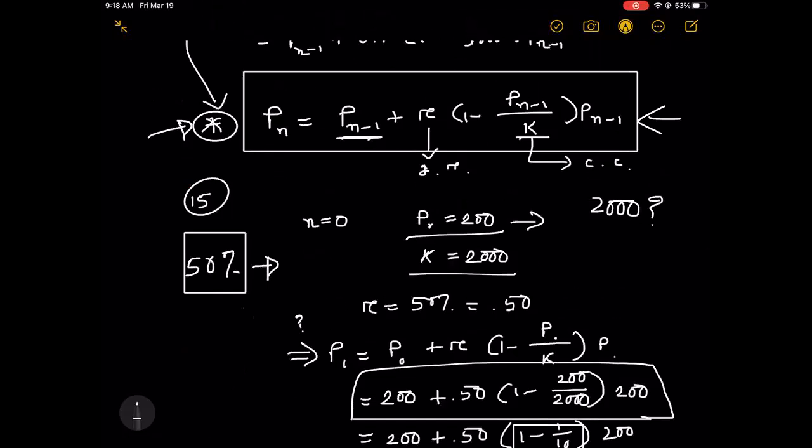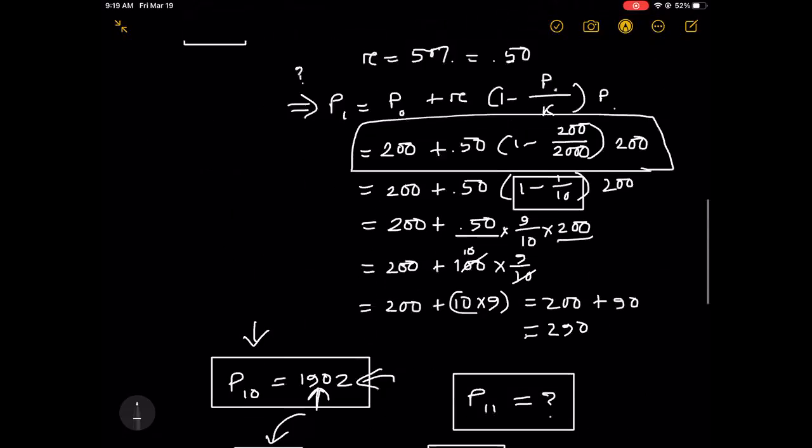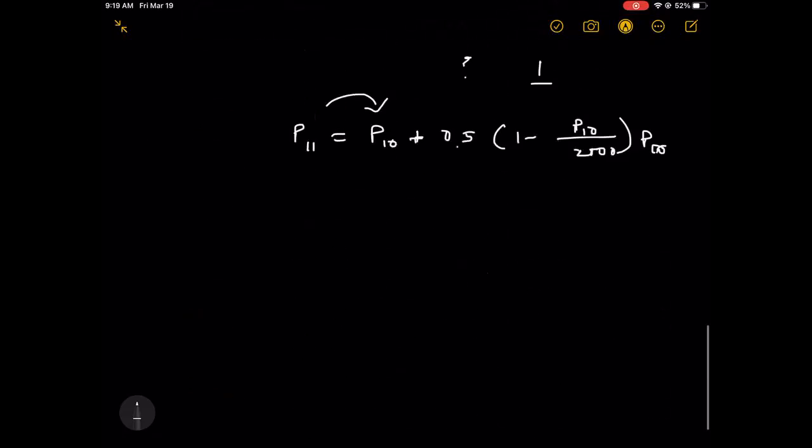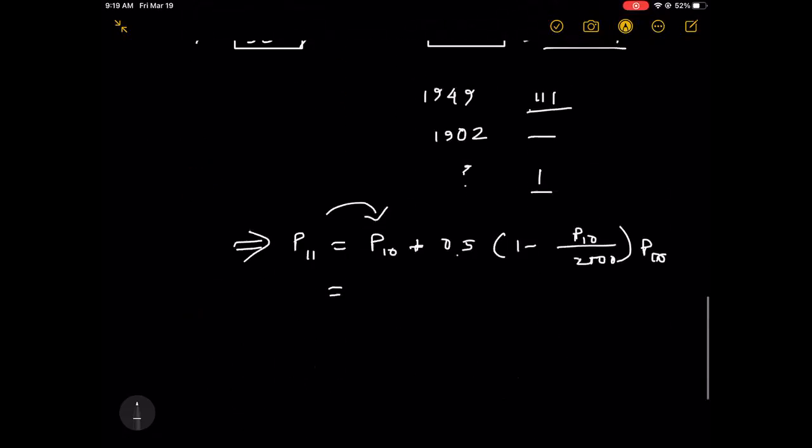So for P11, you can see it should be 1 less. So we should have P10 here. We should have the value of R, which is half or 0.5. P1 minus N, N minus P1 rather. So that's P10 again. K is 2000, and that's P10 as well. So this should be your formula for P11, right? Next, what's P10? P10 is 1902.